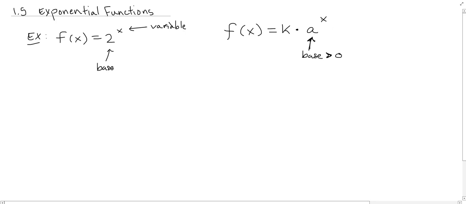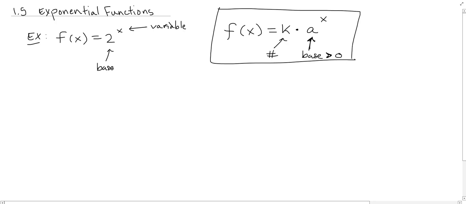And then the input is the exponent. So where we're plugging numbers in is the exponent position. So k is just some scalar or constant. So that's a number. Alright, so in general, we have this form for an exponential function. And these come up a lot in real life situations. So a lot of problems that deal with nature or populations have the form of an exponential function.